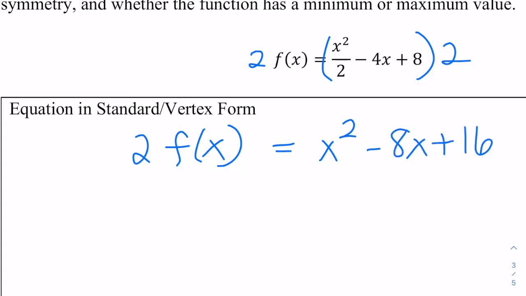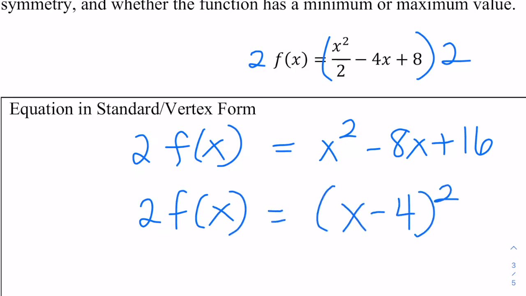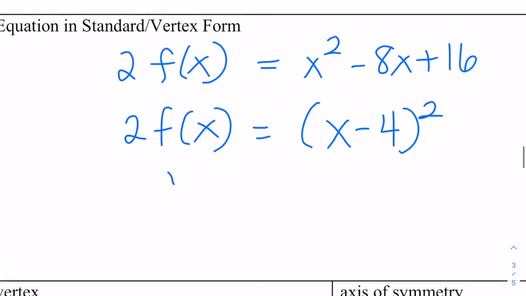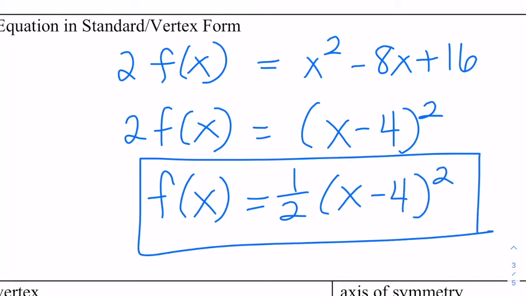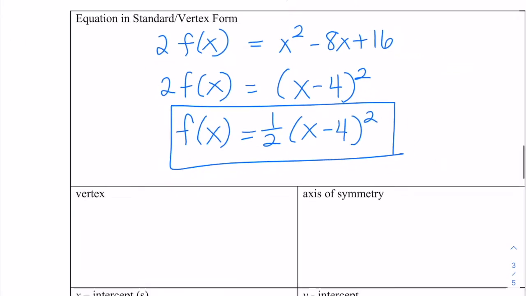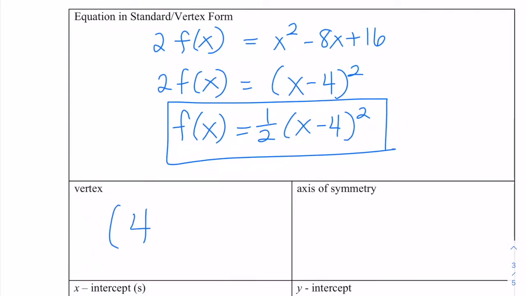Before I complete the square, let's just double check if we need to complete the square. If we look at x squared minus 8x plus 16, that's a perfect square trinomial. That already factors into x minus 4 quantity squared. Now I just need to make sure I isolate f of x because my a value was 1/2. So now we have the equation in standard form, or vertex form. The vertex for this parabola will be 4, 0, and the axis of symmetry will be x equals 4.